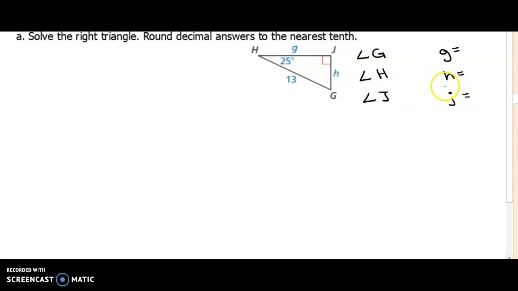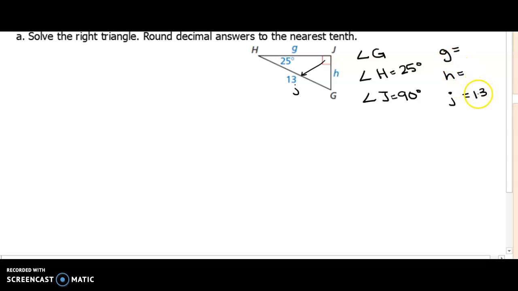All right, well, angle J is 90 degrees. Angle H is 25 degrees. And then angle G we don't know, but we can find out. So the key here is you're going to be given three things. Let's go ahead and write down the third thing we're given. We're given that side J is 13. Okay, rule of thumb is you're probably going to be given three pieces of information.